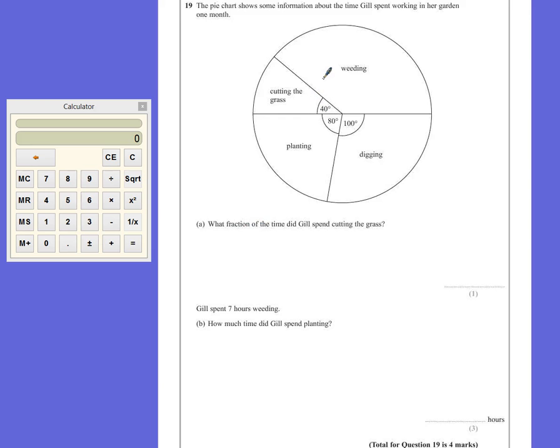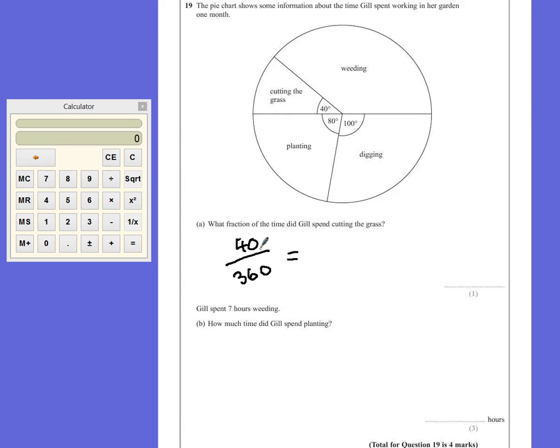So cutting the grass is 40 degrees. So that's 40 out of the total. Now the total number of degrees in any circle and pie chart is 360. Now that might be a good enough answer. I would generally get into the habit of simplifying every fraction answer you come across apart from in probability.